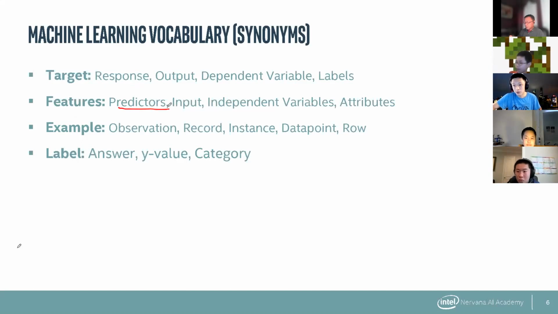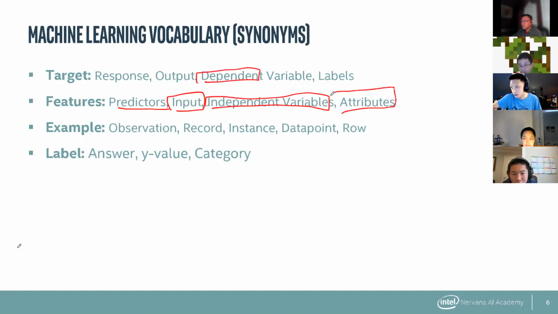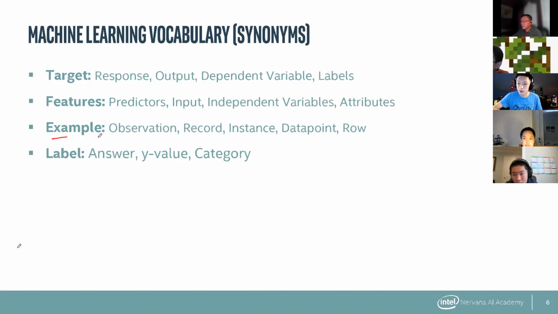They're often called predictors. They are the inputs that go into your model. They're the independent variables that influence the dependent variables, or they're the attributes of whatever entity you're trying to measure. For example, the sepal length, width, petal length, petal width, those are the attributes of the flower. And then of course the example, when you combine a target and a feature, you get an example, where you have an observation, right?